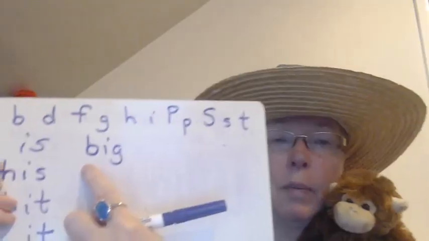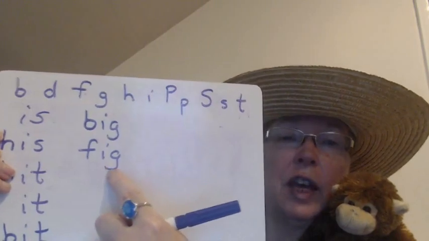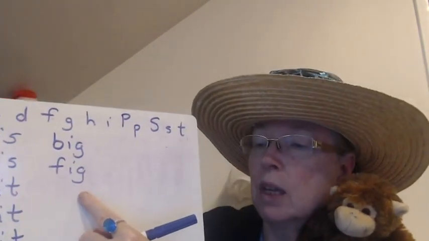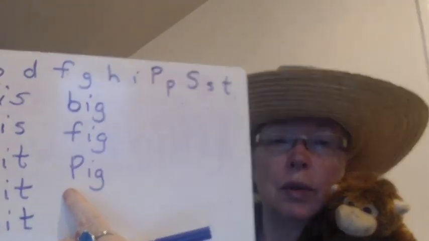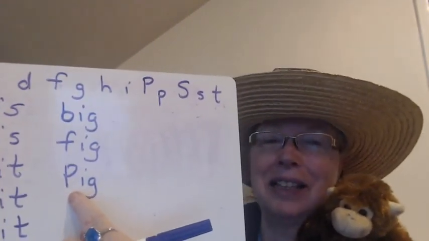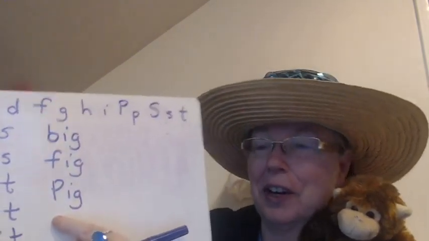If we take away the B and replace it with the letter F, we now have the word fig. Fig. Let's replace the F with an uppercase P, and we have the word pig, or the name Pig, because it has that uppercase letter P. So someone is Pig in the story.